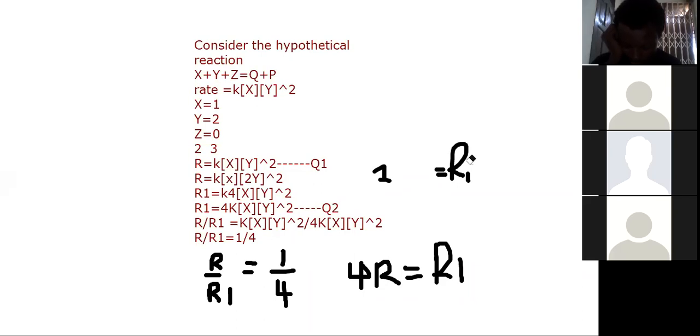Now, the question also reads that when x and y are constant and z is doubled, show how the rate changes. Sorry, the concentration of z is doubled, while that of x and y remains constant. What are you going to get? Since r does not depend on z, z is in zero order, r will still remain the same, even if z is doubled. Are you getting it? Good.